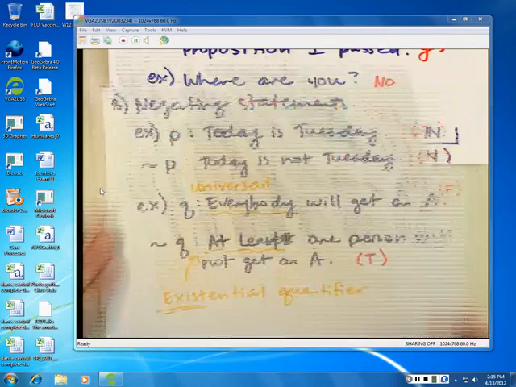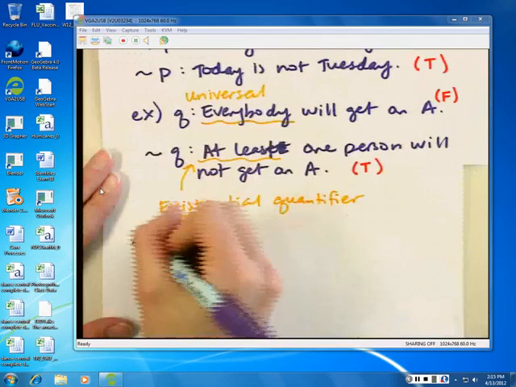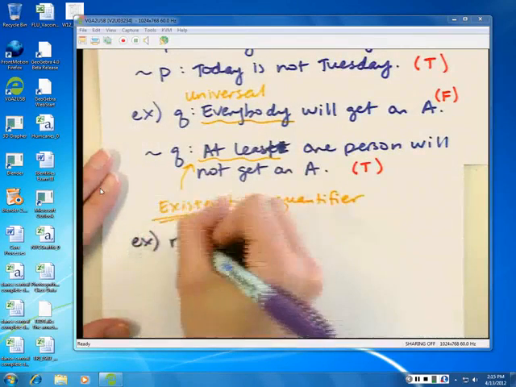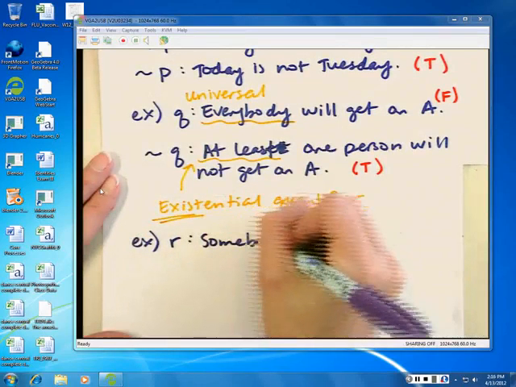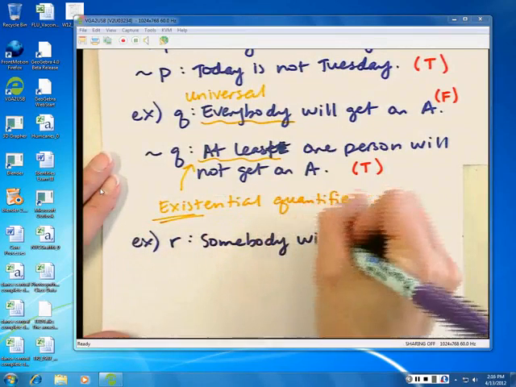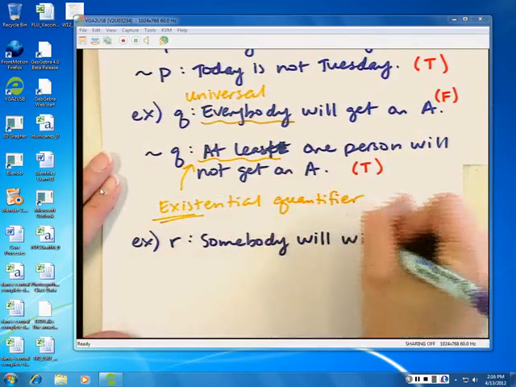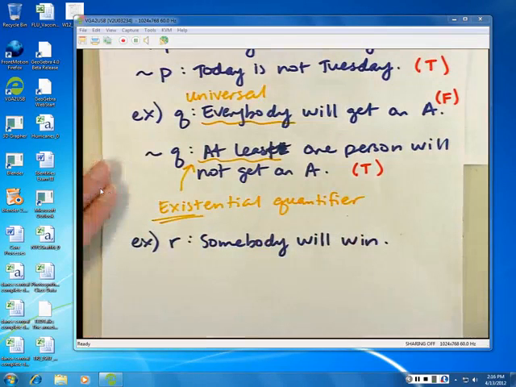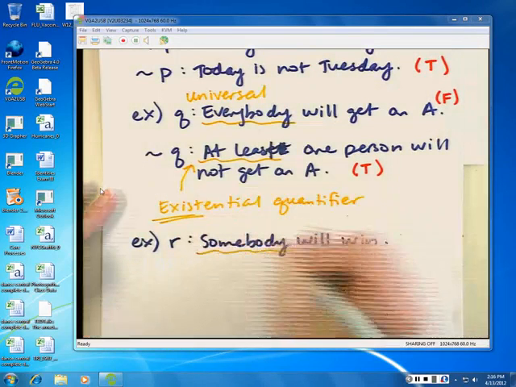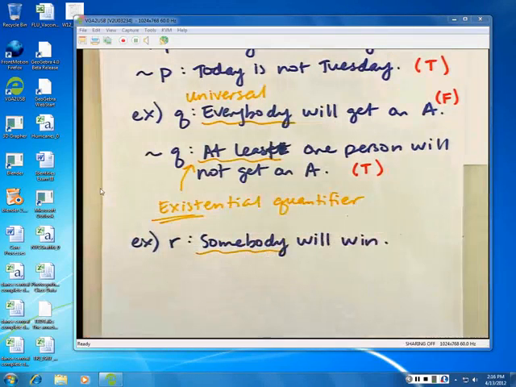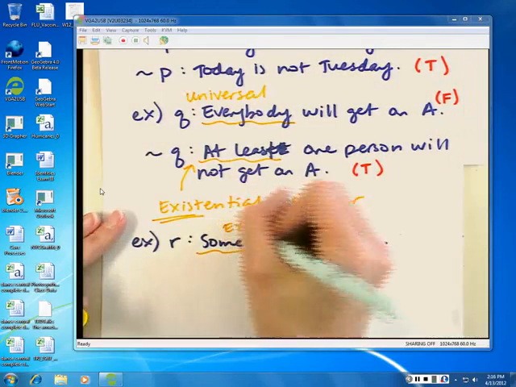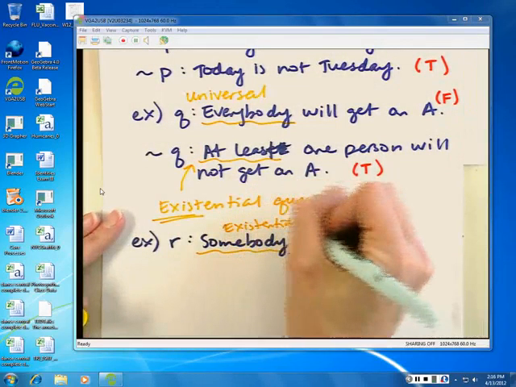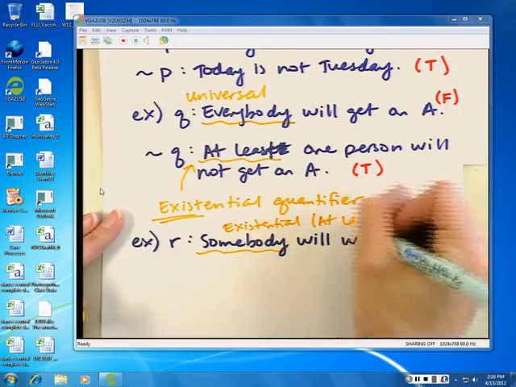Okay, we need another one. So here's another example. R. Somebody will win, like the lottery. Somebody will win the lottery. Okay, so now you know how to work this. So that somebody says at least one person. This is existential, which is a lot to write. This is at least one person.